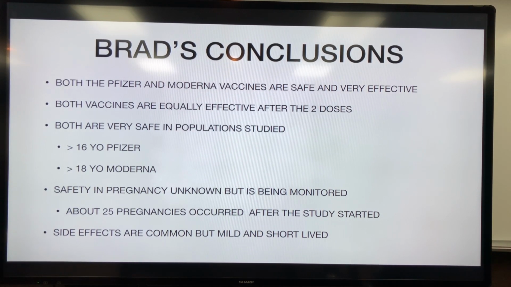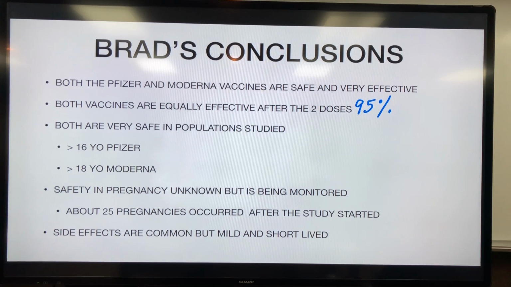Both of them are equally effective. In fact, they're about 95% effective, the Moderna and Pfizer. And the reason I tell you that, it doesn't matter which one you get. We're going to do Moderna at the office, but I got Pfizer because it was the first one offered to me, but it really doesn't matter which one you get. The only thing that matters, if you get Pfizer, your second shot has to be Pfizer. If you get Moderna, the second shot has to be Moderna. That's the only thing that matters. They're safe in the population studies. They only studied over 16 to 18 according to which company, and that's by design.